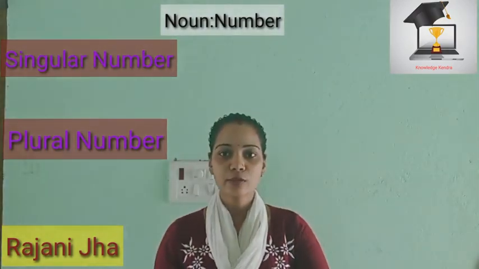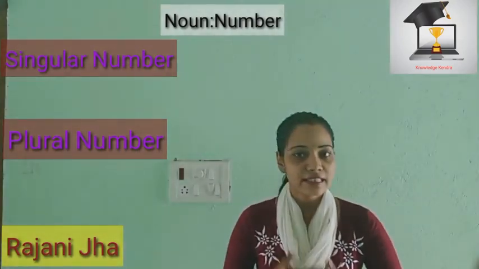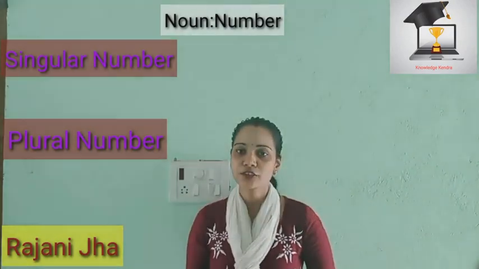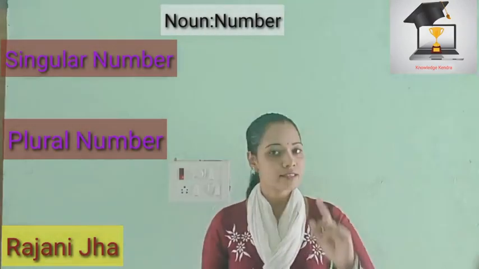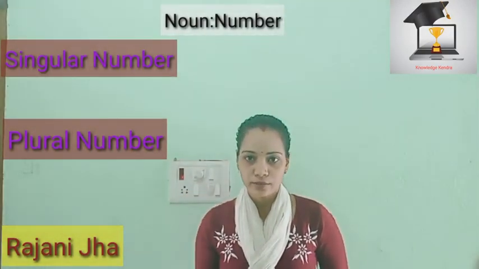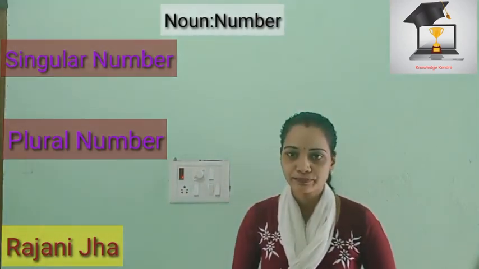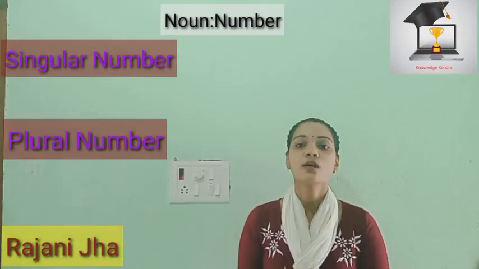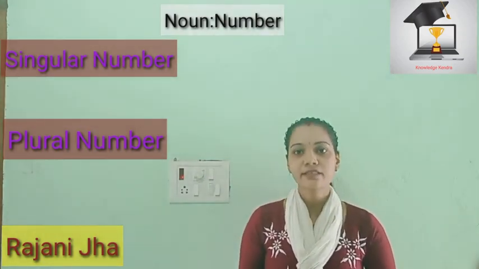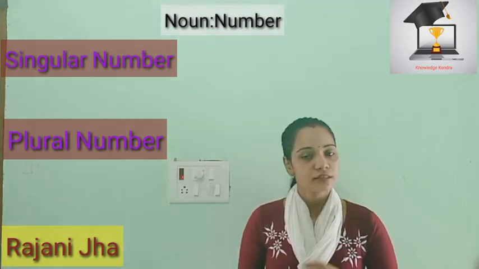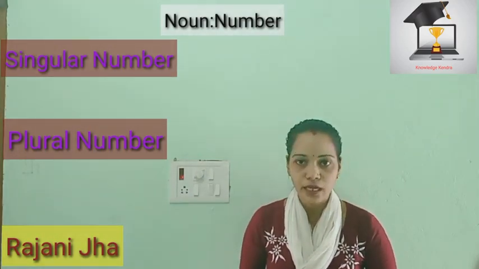As I have already said, singular number and plural number, it is quite clear that number is divided into two parts. In English grammar, we have two numbers, that is singular number and plural number. So when we talk about singular number, it denotes one. Singular number denotes one. That means cat, dog, boy, girl, school, teacher. These are all singular numbers, singular nouns.